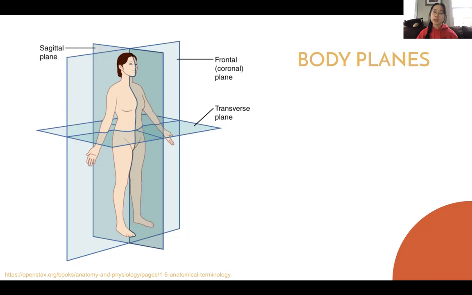And a transverse plane is just horizontal through the body. There's also a fourth type of plane called oblique, and that's just sort of diagonal. That's less commonly used, so it's not shown here. But sometimes you might use an oblique plane to get a special look at a really specific structure, but it's not too commonly used.